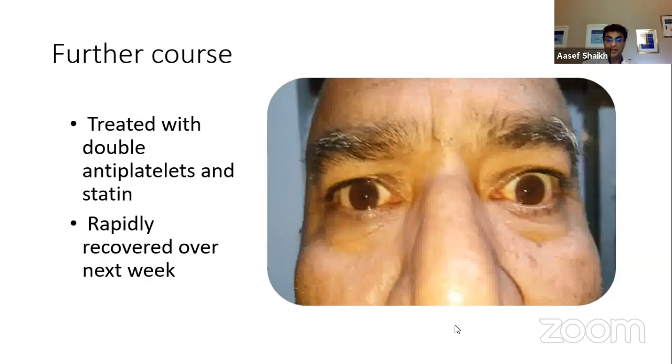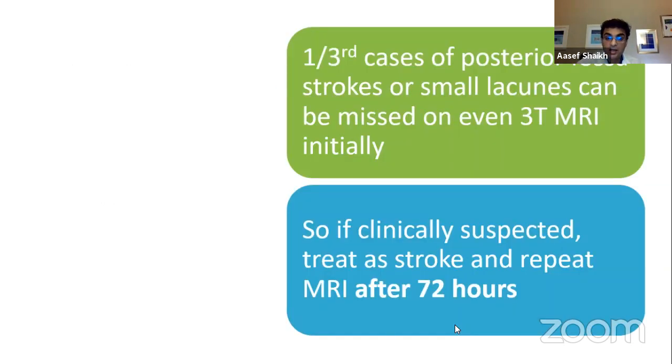Of course, this is the same thing that Dr. Kothari had said: about a third of posterior fossa strokes or small lacunes can be missed even on 3 Tesla MRI because they are very small. So whenever you clinically suspect it, you treat it like a stroke. And I'm so glad that our philosophy of treatment is the same, no matter whether you are in North America or in India, which is quite reassuring because this is exactly the same thing we do.